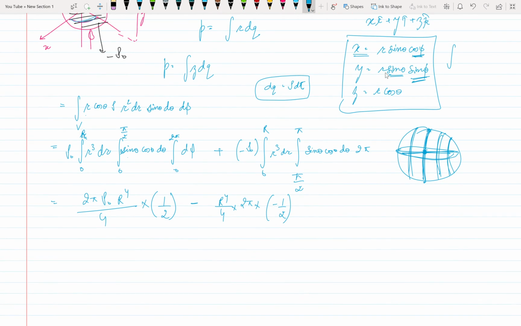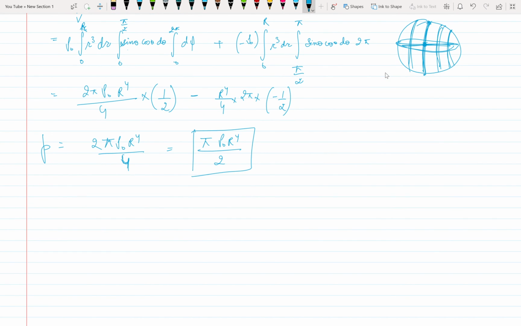So on simplifying, we get pi rho naught R raised to power 4 upon 2. Yes, because this half and this minus half with the minus sign become plus, and they both add up, so we get the dipole moment as pi rho naught R raised to power 4 upon 2. So this is the dipole moment.